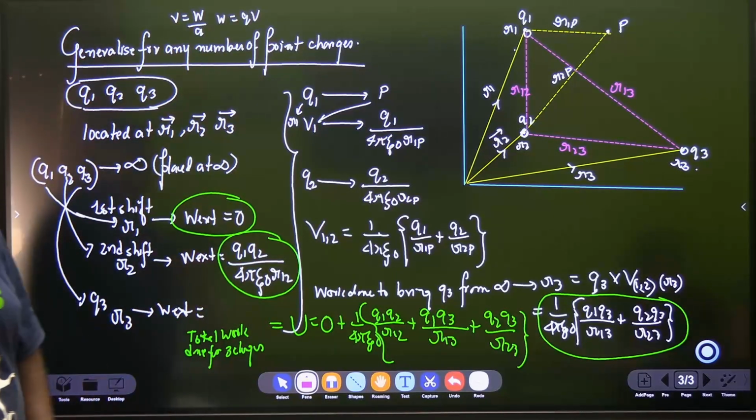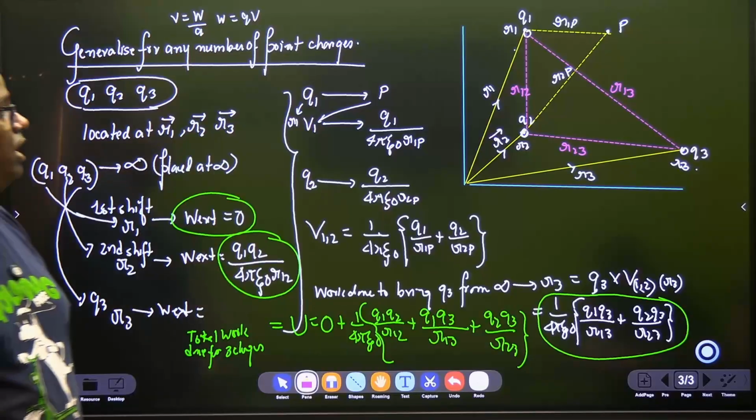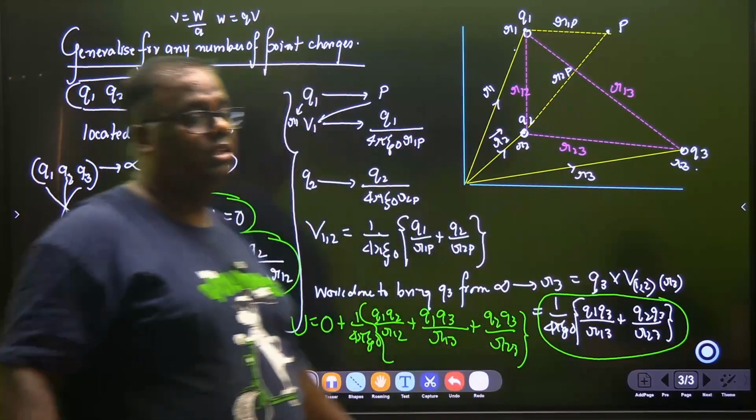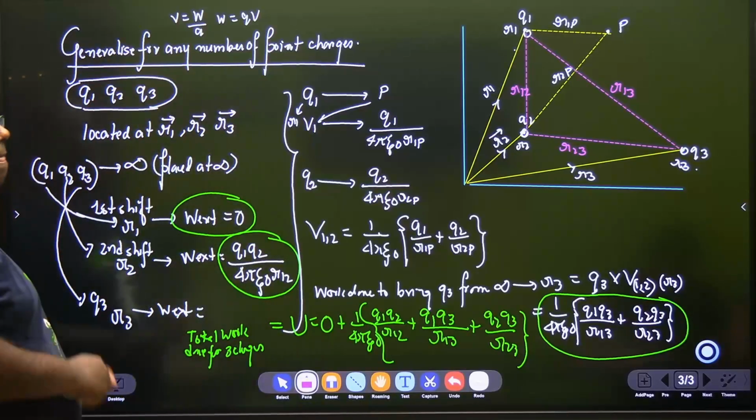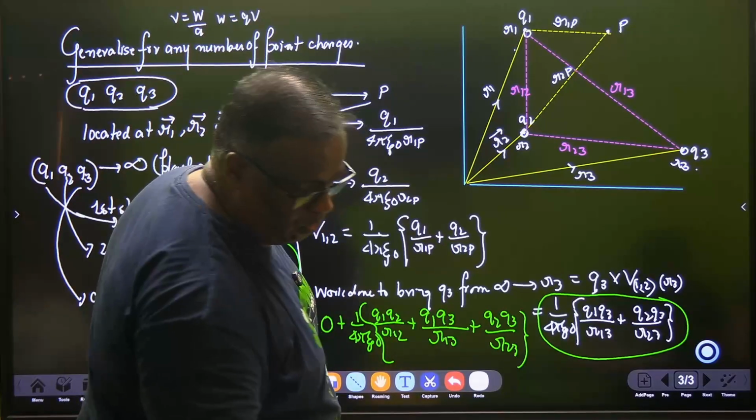Our next topic will be potential energy in an external field. Suppose there is an external field running. Now there is no external field here. Suppose there was another external field. Then what is the potential energy? Okay. So we'll close it here.